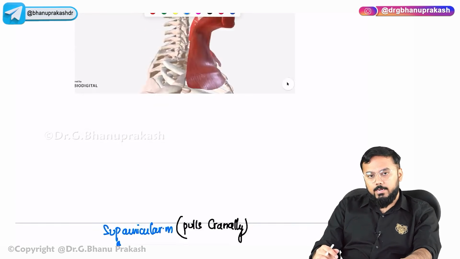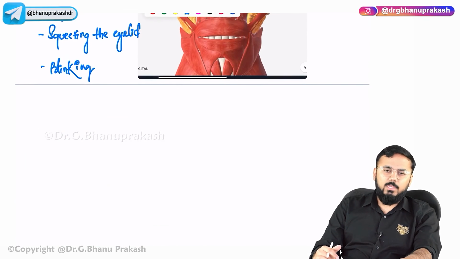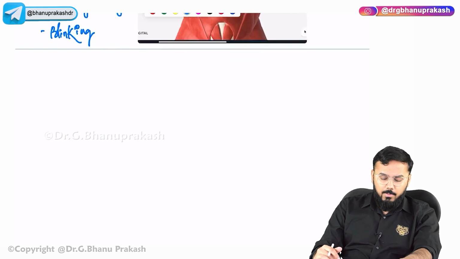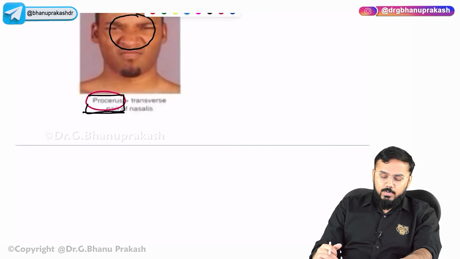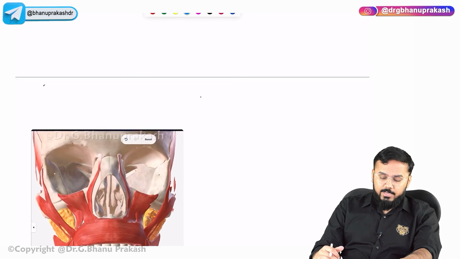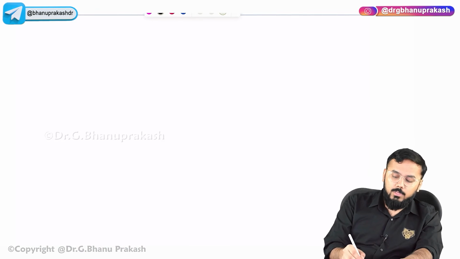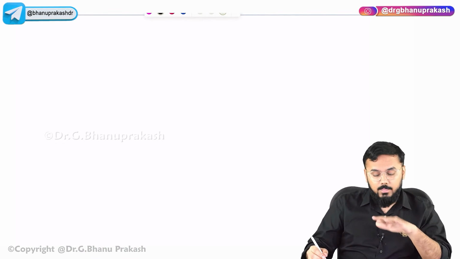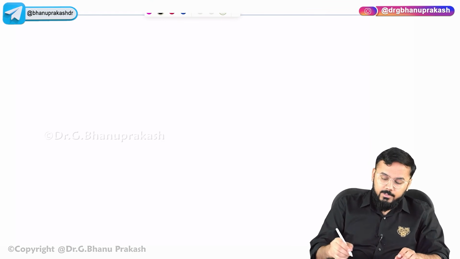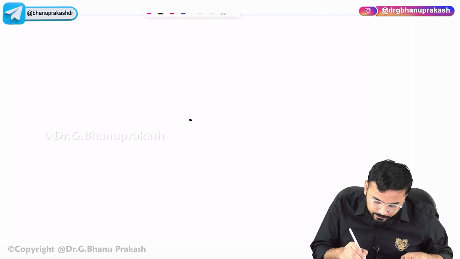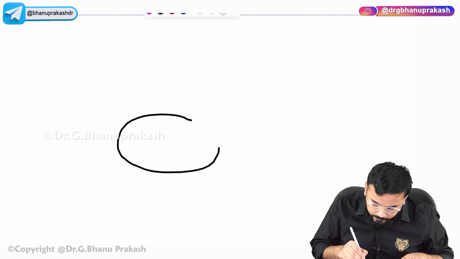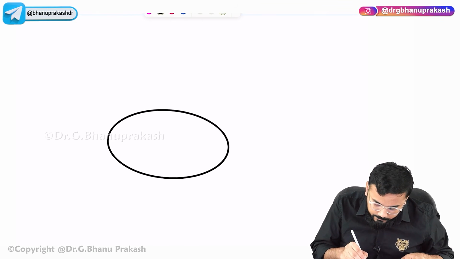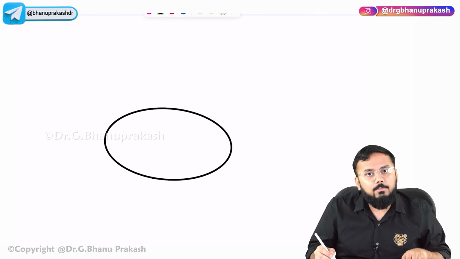Now let us look at the muscles that are present around the mouth. There are many muscles that are present around the mouth. For easy identification purpose, I will draw one picture and explain you the muscles, then I will show it to you in the 3D animated picture. Let us say this is the mouth.